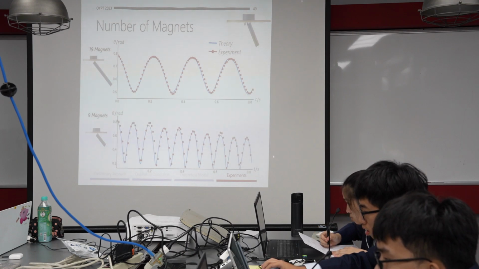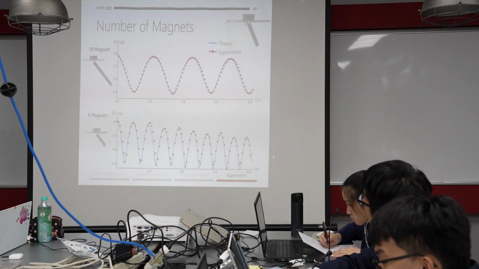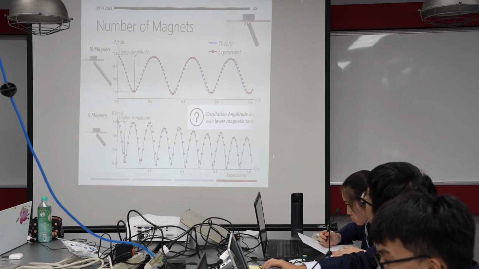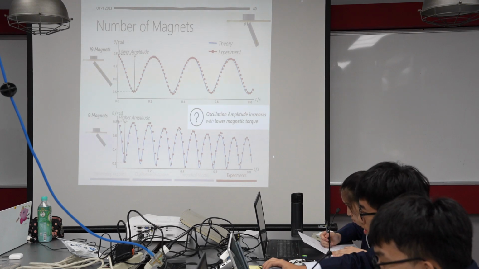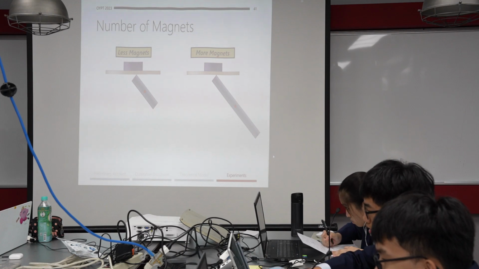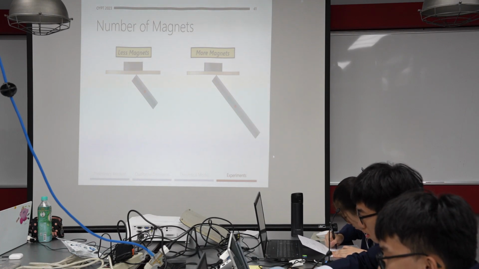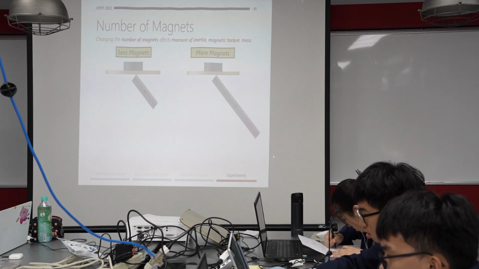Now, we vary the number of magnets in the rod. Surprisingly, we see that the amplitude of oscillations actually increases with fewer magnets, although the magnetic torque decreases, which is contrary to what we previously established. This is because changing the number of magnets not only affects the magnetic torque, but also affects the moment of inertia and mass of the rod.